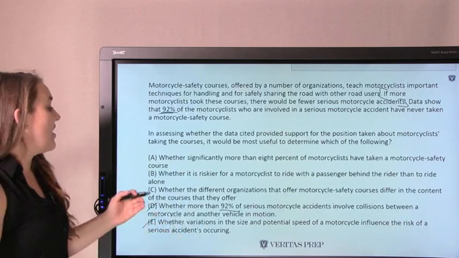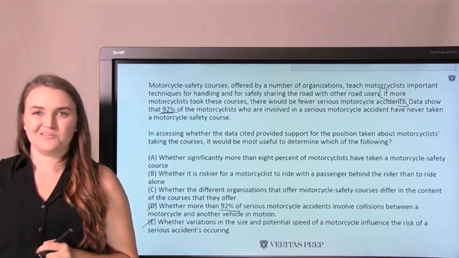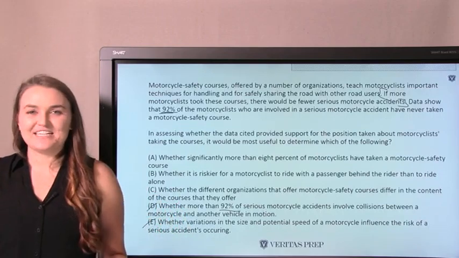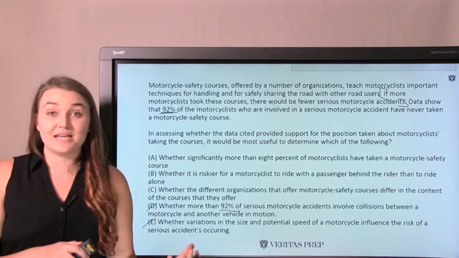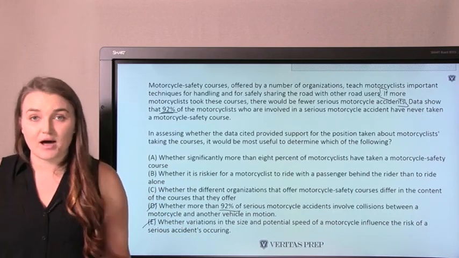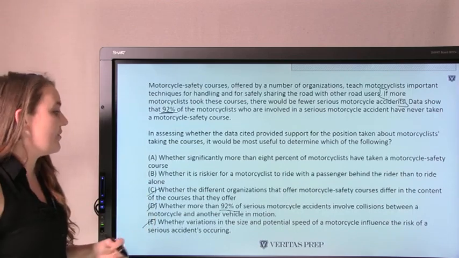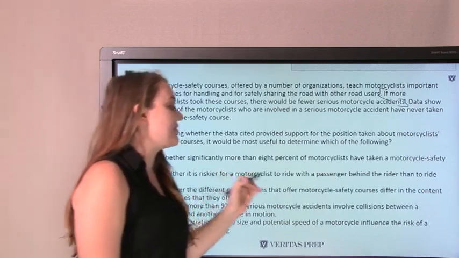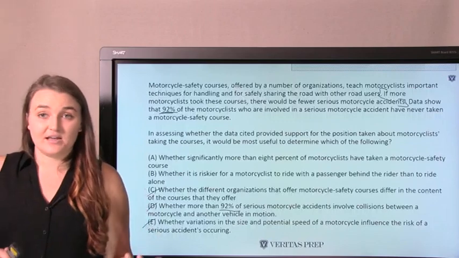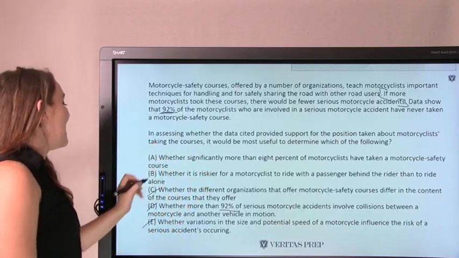And if I look to see whether the different organizations that offer courses differ in the content that they offer, right? So whether they differ in the content they offer doesn't make a difference either. Once again, if I answer the question yes, and if I answer the question no, it doesn't one way make and the other way break my argument as a whole, right? So that one's pretty clearly out. And if I circle into B, whether it's riskier for a motorcyclist to ride with a passenger behind the rider than to ride alone. Again, if I answer that yes and I answer it no, it does not clearly make my argument one way and break it the other. It's out of the running.